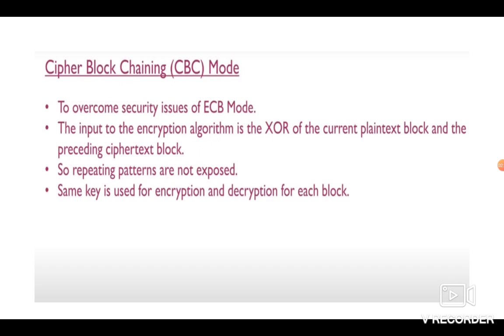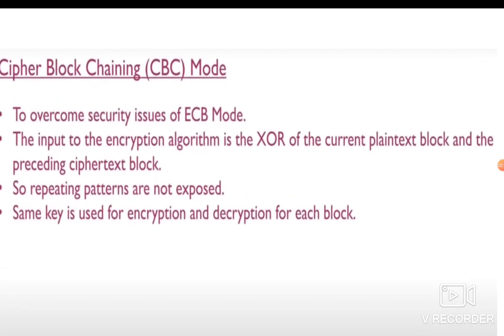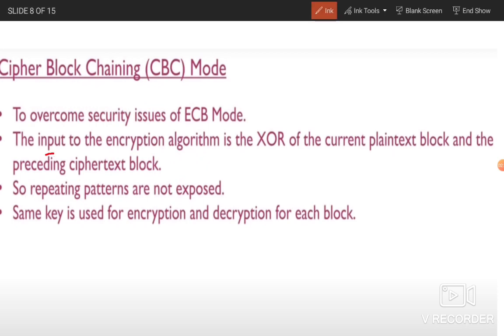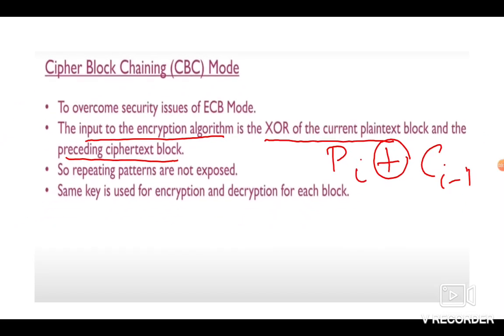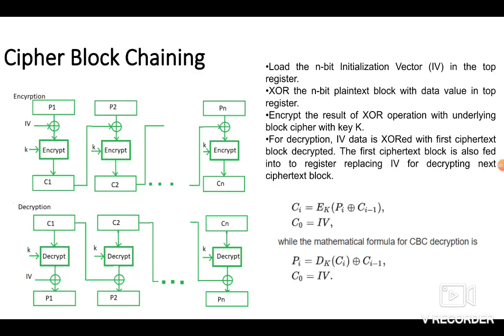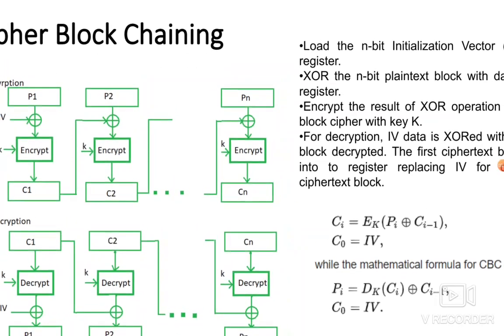To overcome the security issues of electronic codebook mode, we go with cipher block chaining mode. Why is it called cipher block chaining mode? Here the input to the encryption algorithm is the XOR of the current plain text block and the preceding ciphertext block. That is, you have to apply the XOR of current plain text block and the preceding ciphertext block. That's why it's called cipher block chaining mode. So repeating patterns are not exposed, and again you can use the same key for both the encryption and decryption.